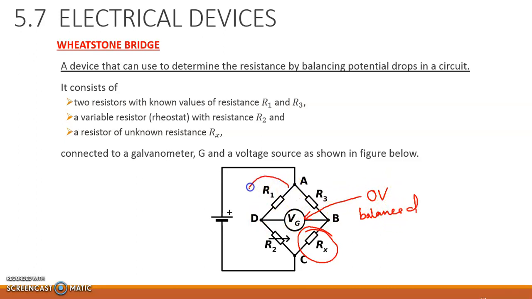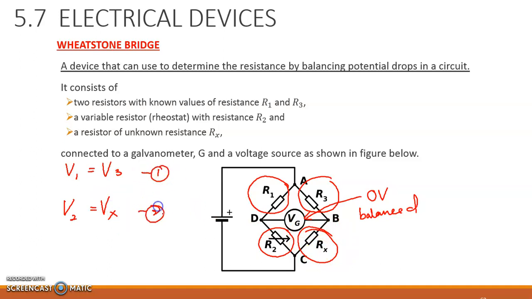So the potential difference at R1 is equal to the potential difference at R3. We can write it as V1 equal to V3. Meanwhile, the potential difference on R2 is equal to the potential difference on Rx, Vx. So let's say this is the first equation, and this is the second equation. We can combine them together: equation 1 divided by equation 2. Then you will have V1 over V2 equal to V3 over Vx.